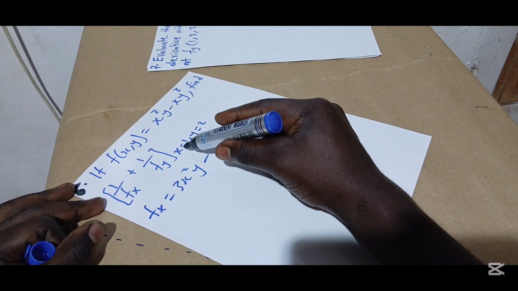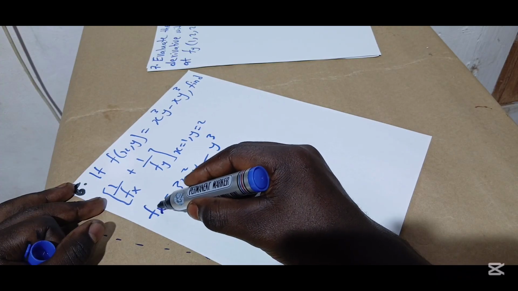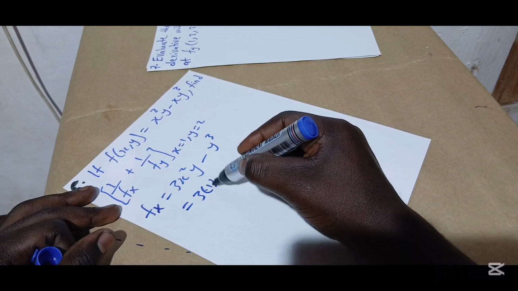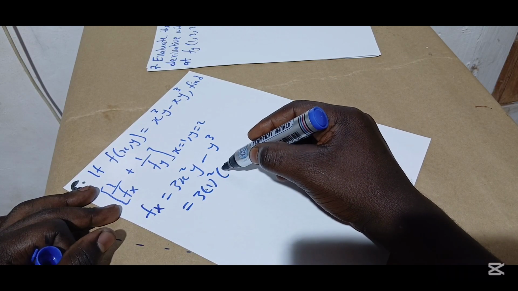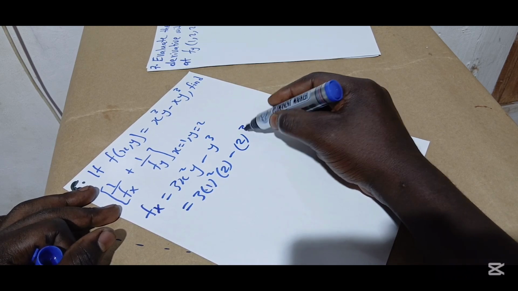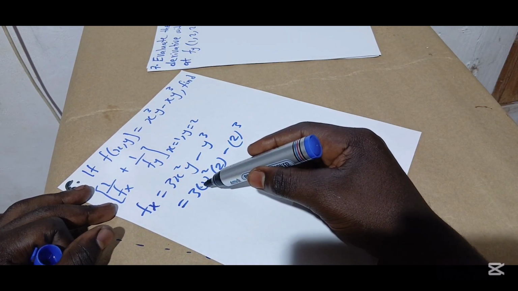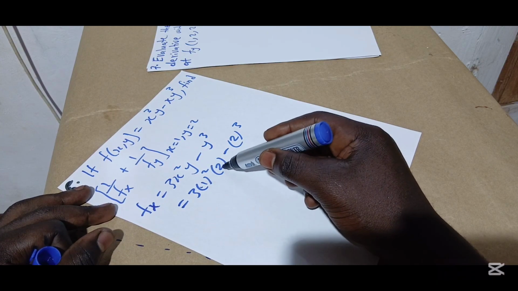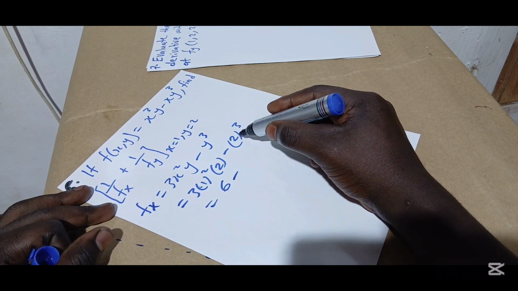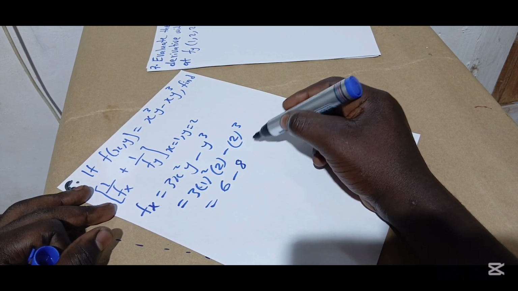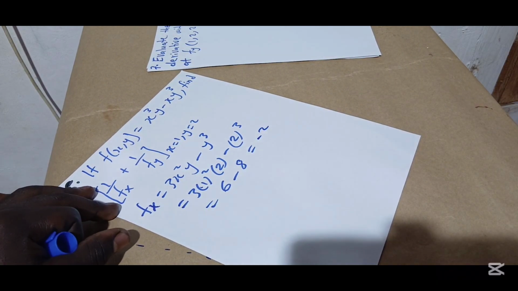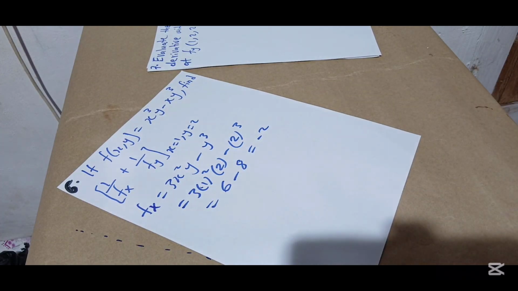So let's substitute the values of x and y into this final equation. So x is 1, so 3 times 1 squared, and then y is 2, multiplying 2, minus y to the power 3. Y is 2, then to the power 3. So 3 by 1 to the power squared by 2 gives us 6, right? 6. And 2 to the power 3 gives us 8. So finally, we are going to get 6 minus 8, which is minus 2.